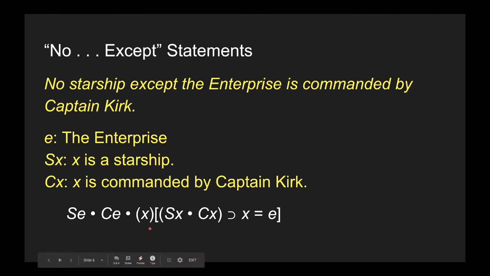Basically it says take anything you want, anything in the universe. If it's a starship and it's commanded by Captain Kirk, then it has to be identical to E, or identical to the Enterprise. So this serves to say there's only one starship commanded by Captain Kirk, that there aren't any other starships commanded by Captain Kirk besides the Enterprise.